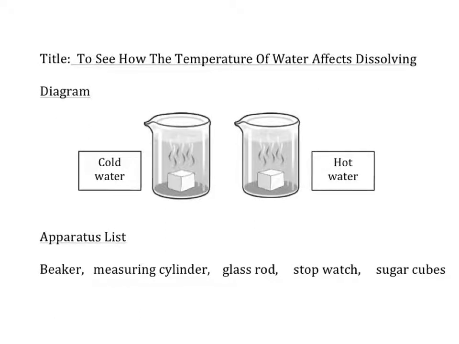Our experiment was to see how the temperature of water affects dissolving. Before we started, we had to make a prediction using scientific ideas based on particles about what would happen. And after having a quick go at the experiment, we had to write a method which said the correct way to carry out this experiment.